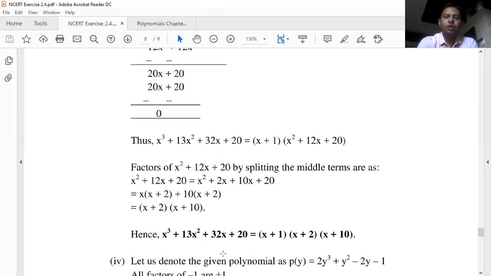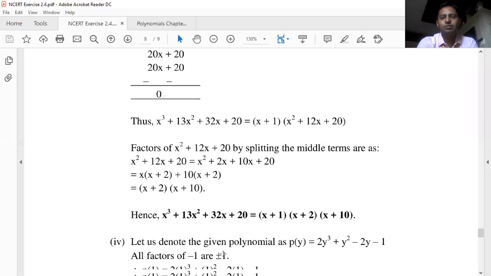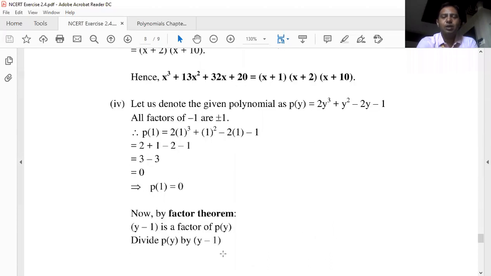Very good. Now the last part of the question, Ishan was asking, is 2y cube plus y square minus 2y minus 1. We need to do the factorization of this polynomial, that is 2y cube plus y square minus 2y minus 1.